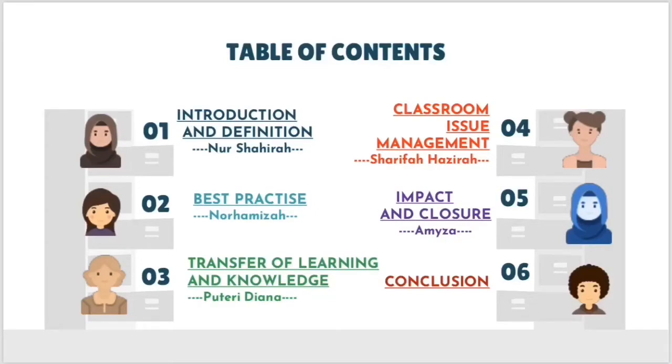Nur Shahira will introduce and define what is effective learning and what is effective teaching for you. And also, Hamiza will continue to discuss about best practices. And also, Putri Daniel will discuss with you about the transfer of learning and knowledge. And then we will continue with Sharifah Hazira, who will discuss about classroom issue management, and also last one, Amiza will discuss about impact and closure. And lastly, we are going to do conclusion together in the live class.